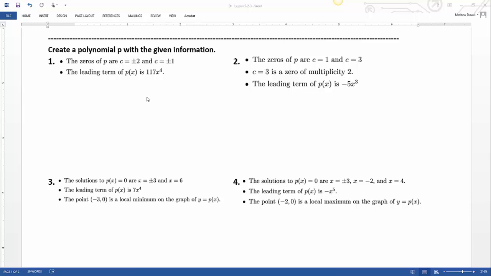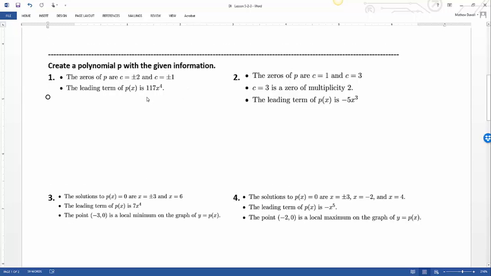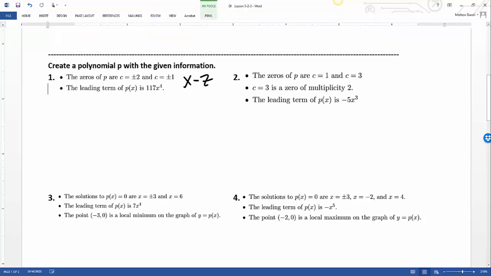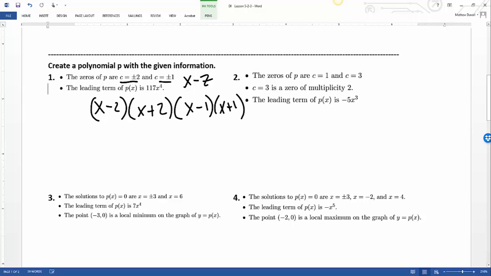All right, create a polynomial p with the given information. So it says the zeros of p are, okay, so remember it's always x minus your 0. So x minus your 0. So if my zeros are positive 2 and negative 2, positive 1 and negative 1, that'll be x minus 2, x plus 2, because x minus negative 2 is plus 2, x minus 1, x plus 1.